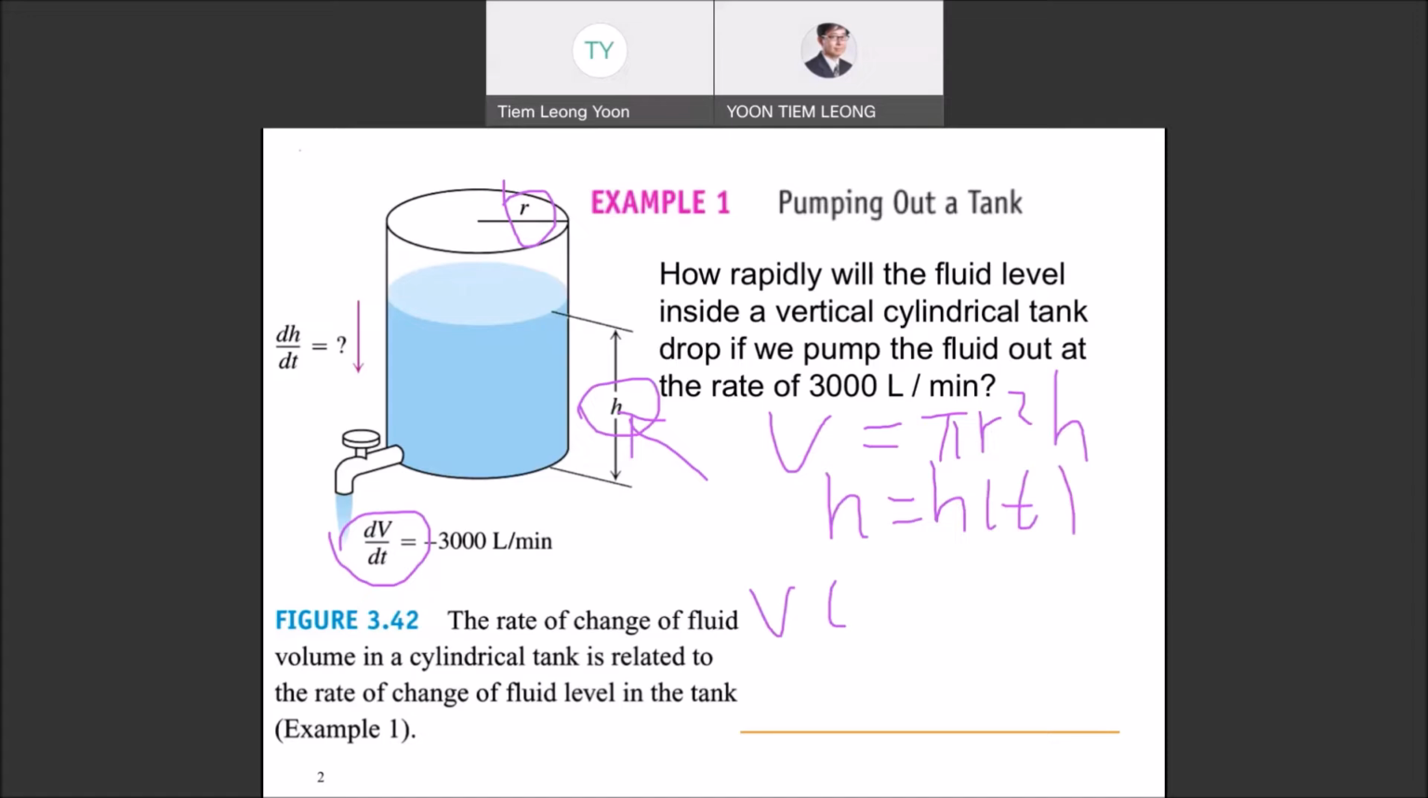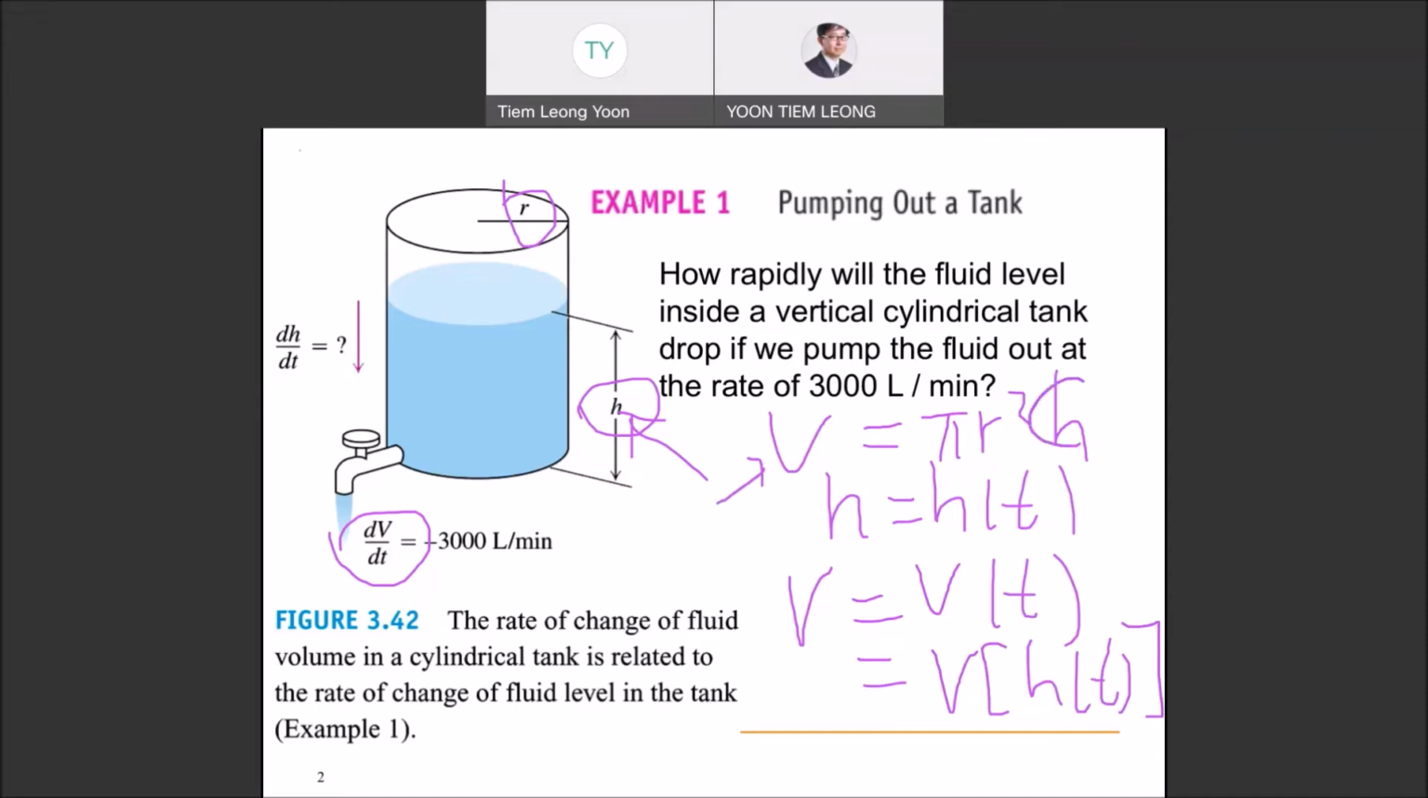Well, let me write it like this. When I write it like this, this is what I mean. V, the volume of the water, is a function of time. That is, when time changes, the volume will change. And this volume also depends on the values of H. So when time changes, the height will change, and since volume depends on height, the volume is also changed.